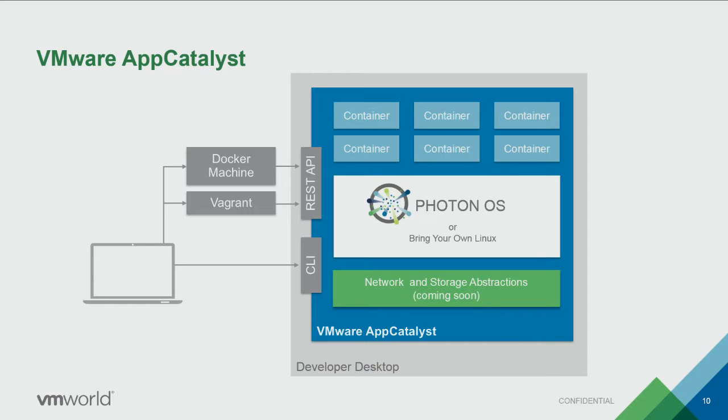So things like Vagrant, Docker Machine, these are the types of technologies that developers are really starting to leverage for next-gen workloads. So again, App Catalyst, very simple. It's really meant to help developers accelerate the build, test, run, debug cycle on their local laptops or desktop machines in their development environment. Okay, so that's App Catalyst.